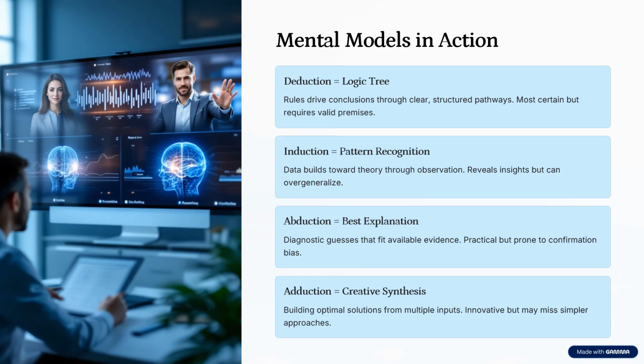Abduction is a diagnostic guess based on best available evidence. It's practical because you can't know everything, so you use a best guess. It's prone to confirmation bias. Sometimes when you think of something, you look for tests that rule it in, and you don't consider things that rule it out, you will actually exclude them. So this is called confirmation bias.